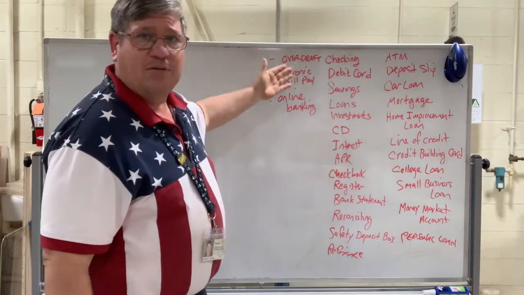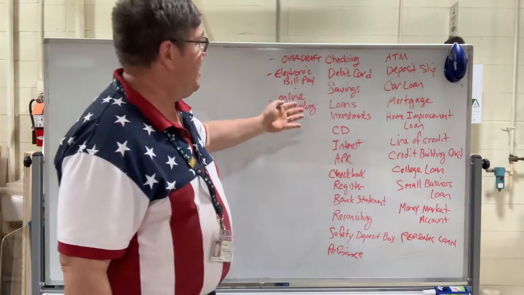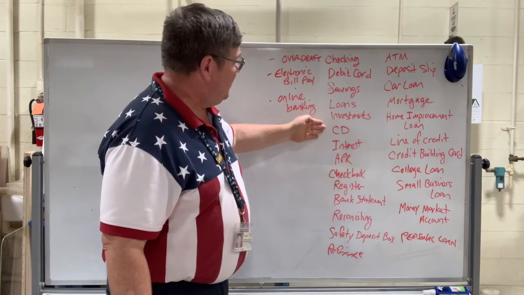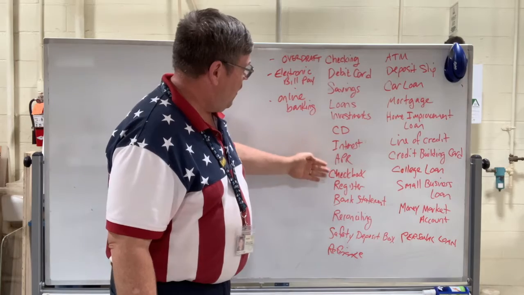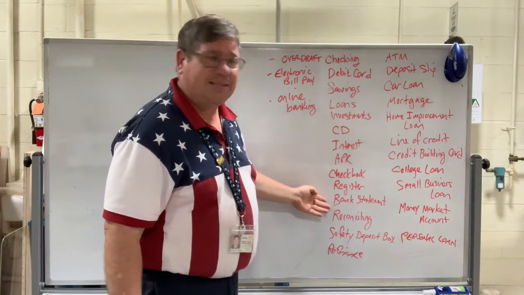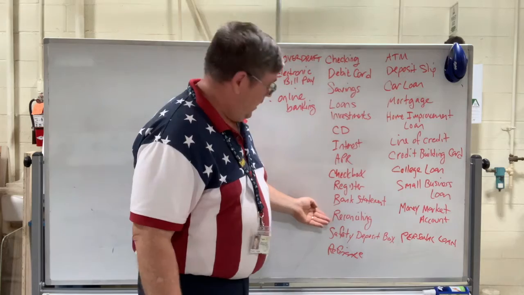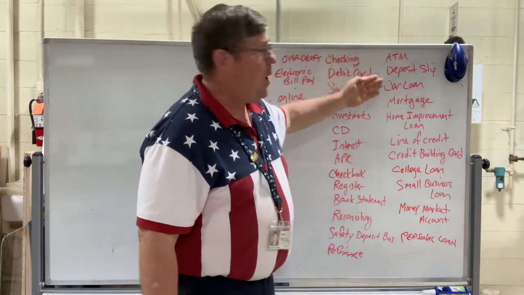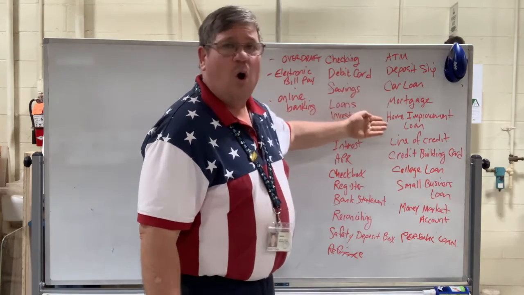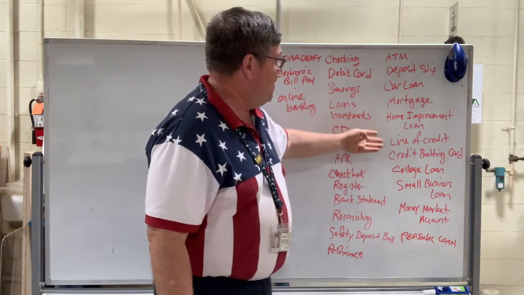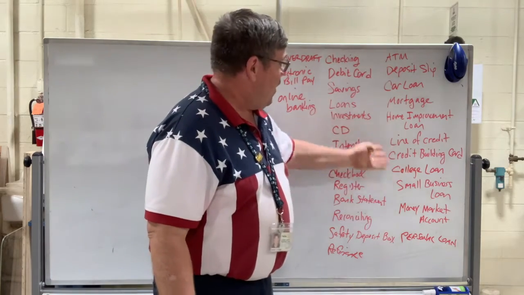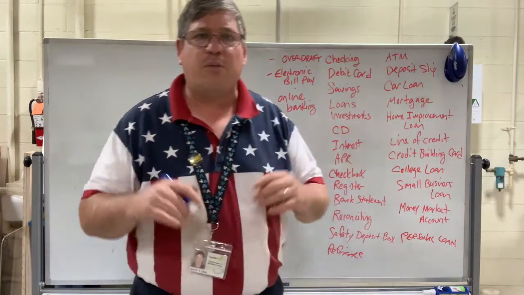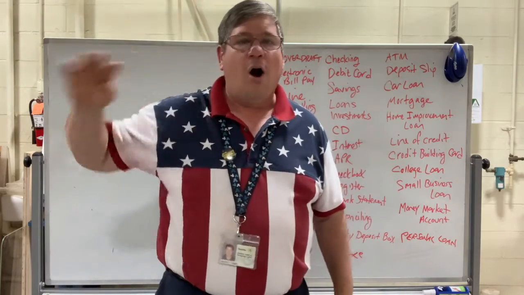I have overdraft, electronic bill pay, online banking, checking, debit card, savings, loans, investments, CDs, interest, APR, checkbook, register, bank statement, reconciling, safety deposit box, refinance, ATM, deposit slip, car loan, mortgage, home improvement loan, line of credit, credit building card, college loan, small business loan, money market account, personal loan. Those are all the things I could just think about. I brainstormed off the top of my head.